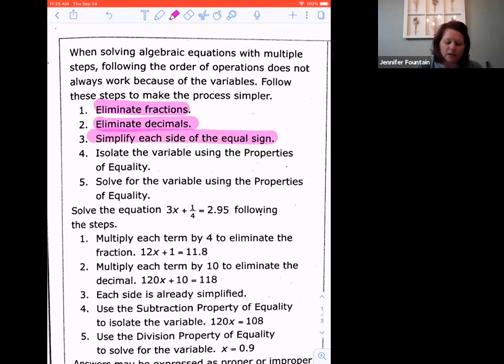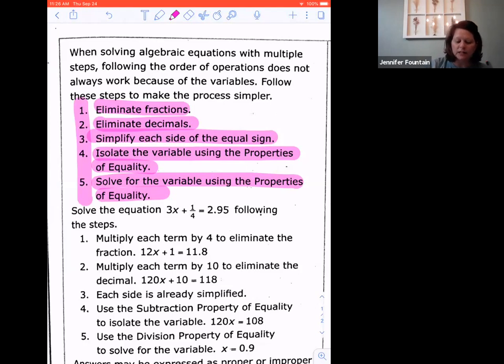Simplify each side of the equal sign. So if I have like terms that need to be combined on one side or the other, that's where I combine like terms. Then I isolate the variable using the properties of equality. That's usually where I have my variable on the left. And then I want to solve for the variable using our properties of equality. So fractions, then decimals, any simplifying that needs to take place, isolate the variable, solve for the variable. Okay, so those are our 5 steps that we need to follow when we are solving these.